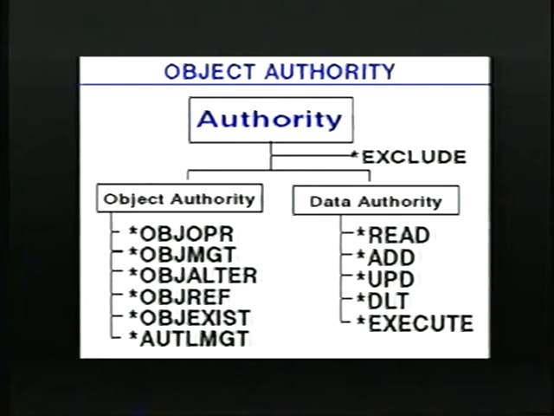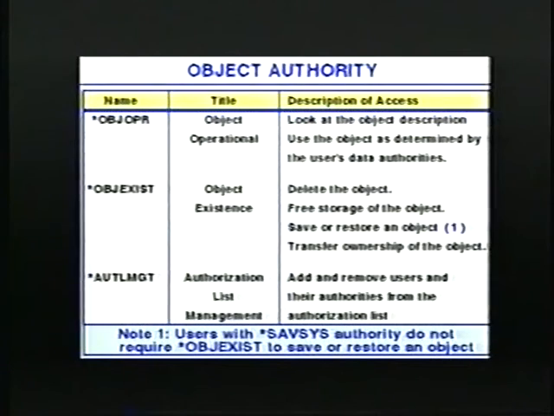Let's spend a few moments taking a look at the individual authority options. First, object operator authority is the authority that's required for you to look at the description of an object, or to open a file. You must also have object operator authority, and it is often included with some of the other data authorities to determine the actual access that a user might have. The authority for object existence determines whether a user can delete the object or whether they can free the object, restore the object, or transfer ownership of an object.